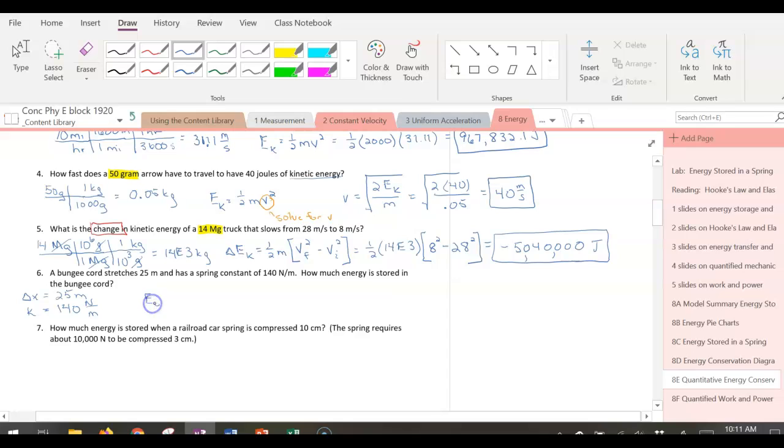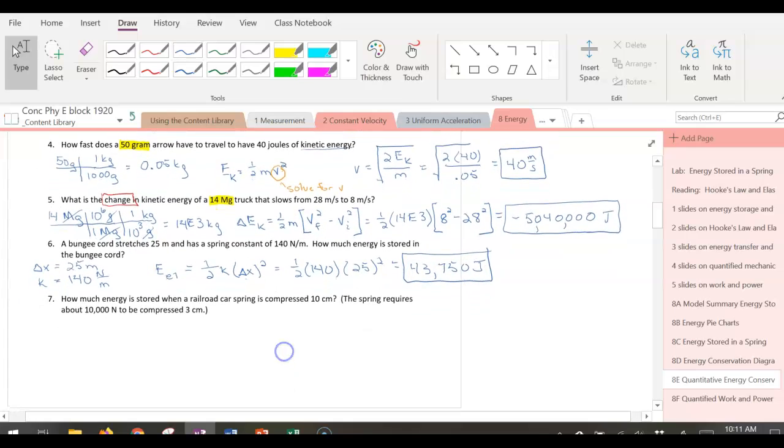Well, it's storing elastic potential energy, which is half of the spring constant times the displacement squared. Everything here, thankfully, was in standard units, so I don't have to convert anything. And let's find out what this is. It's 43,750 joules.